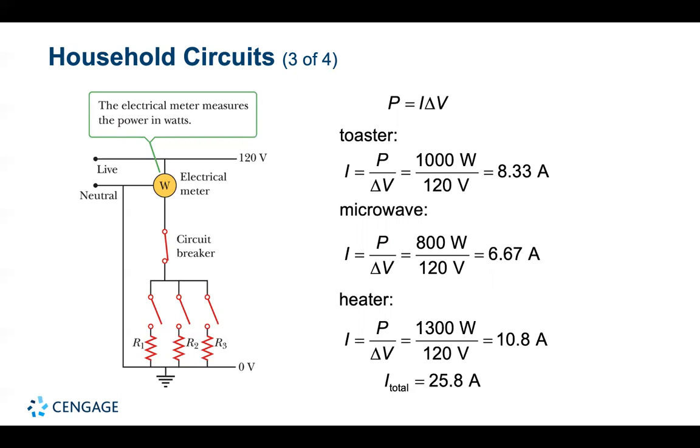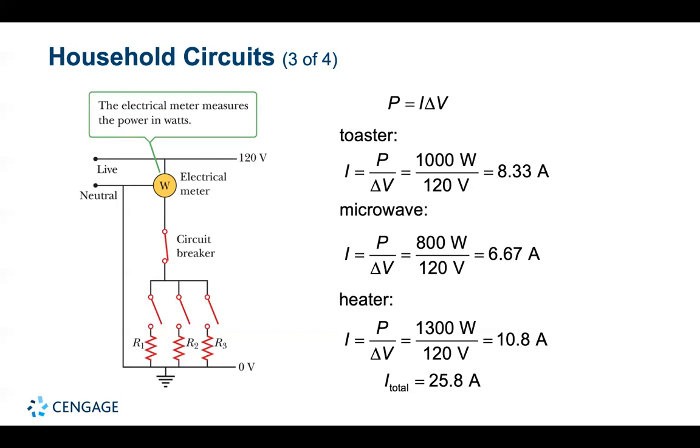As an example, let's consider a circuit that powers a toaster, a microwave oven, and a heater. Using the equation P = IΔV, we can calculate the current carried by each appliance. The toaster rated at 1,000 watts draws a current of 8.33 amps. The microwave rated at 800 watts draws a current of 6.67 amps. And the heater rated at 1,300 watts draws a current of 10.8 amps.